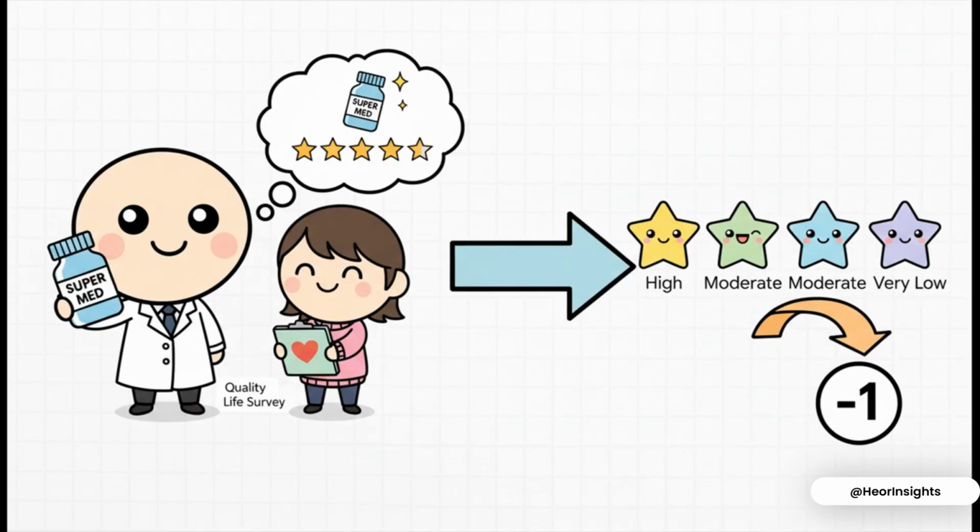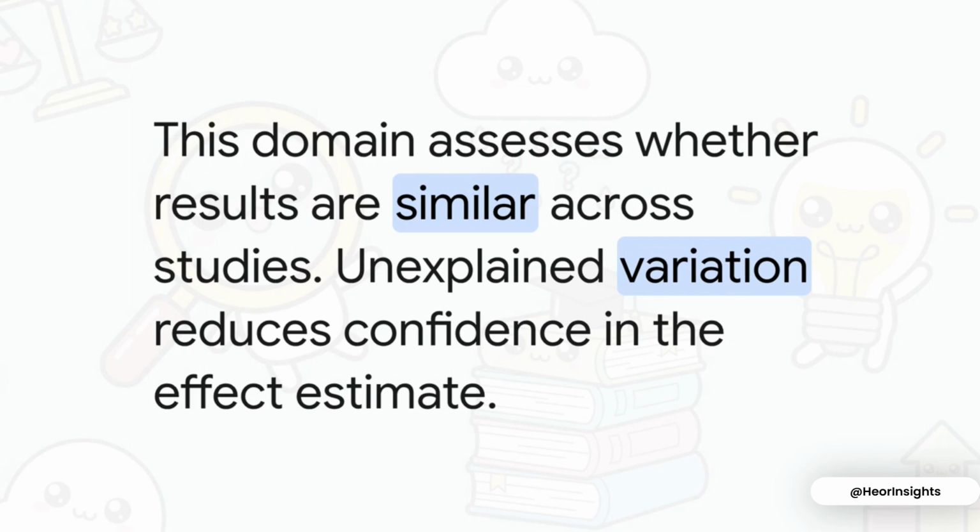Here's a perfect example. Imagine you're looking at quality of life data from open-label trials where everyone knows who's getting the treatment. For a subjective outcome like that, the potential for bias is huge, so you'd absolutely have to downgrade for risk of bias. Next up, domain number 2, inconsistency, which you might also hear called heterogeneity.